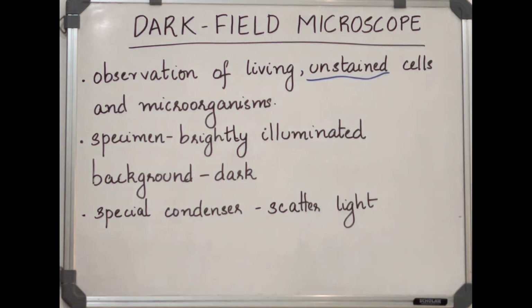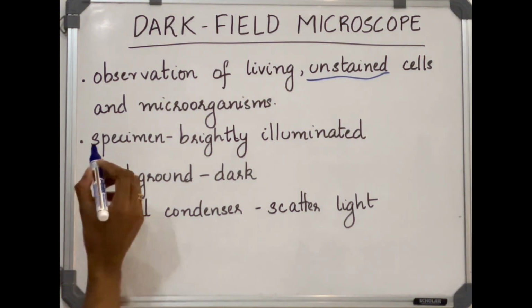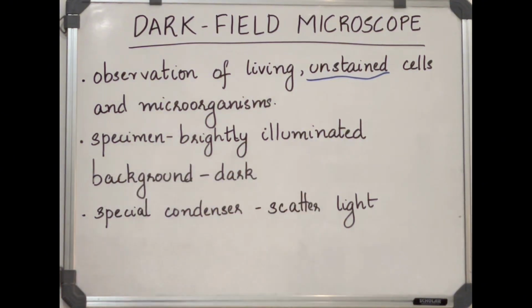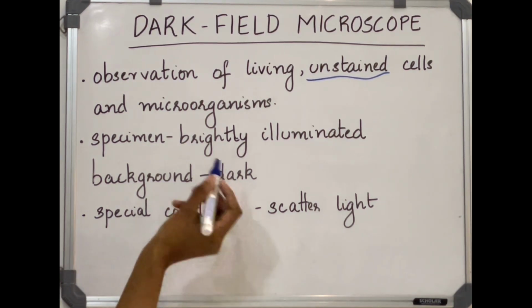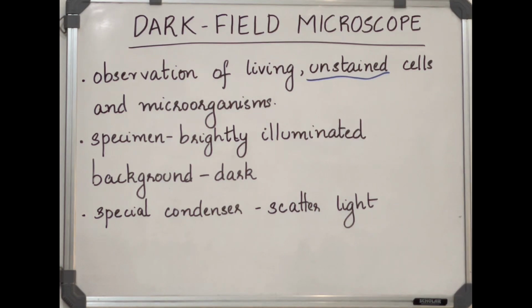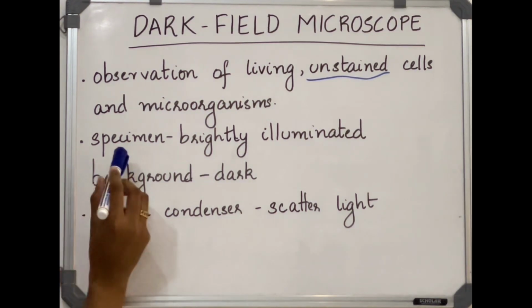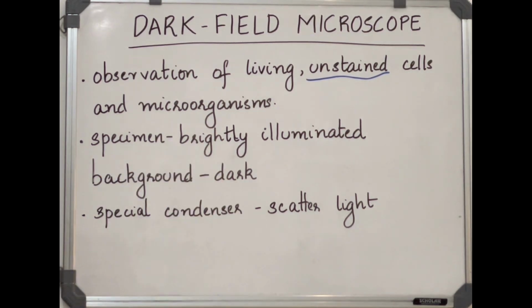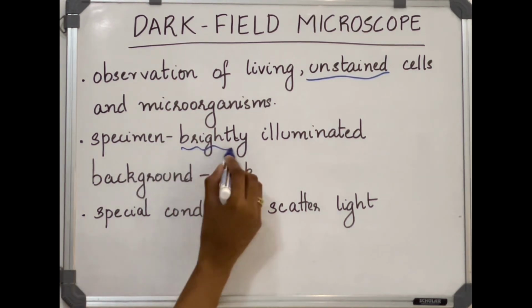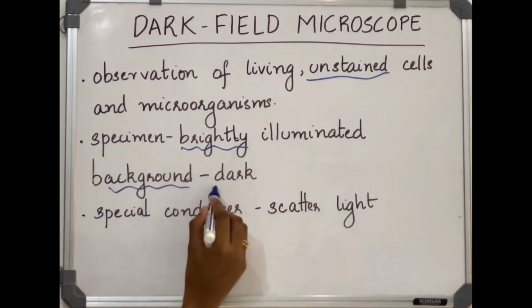Okay, and how does the image appear in a dark field microscope? Here the specimen will be brightly illuminated and the background will be dark. This is just the opposite of the bright field microscope. In the bright field microscope, the background is bright whereas the specimen appears dark. But here it is the exact opposite. Here the specimen will be brightly illuminated, whereas the background will appear dark.